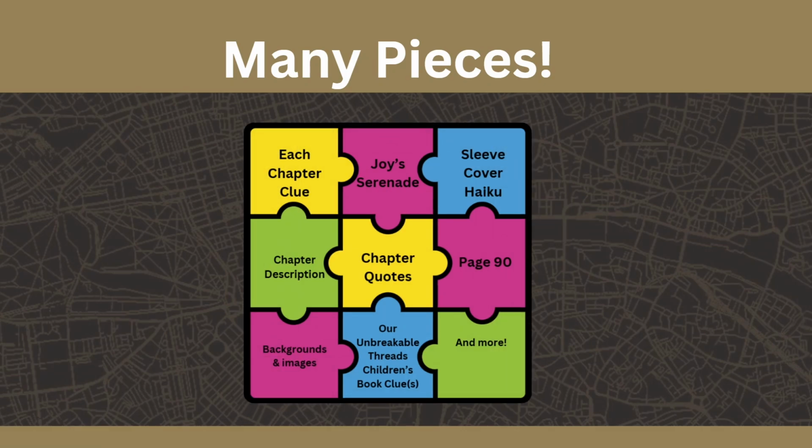As I mentioned, there are a lot of pieces, and there's each chapter clue, or almost every chapter clue. There's even the Joyce Serenade poem I didn't talk about in this video. The sleeve cover haiku probably should have been in parentheses because I don't think it's a true haiku. There's the chapter descriptions, that could be something. The quotes could be something. The theme of the chapters, page 90, backgrounds and images. There's even the unbreakable threads, or I think that should be thread instead of threads. I can't remember, but the children's books, optional clues. And I'm sure there's a lot more in there too.